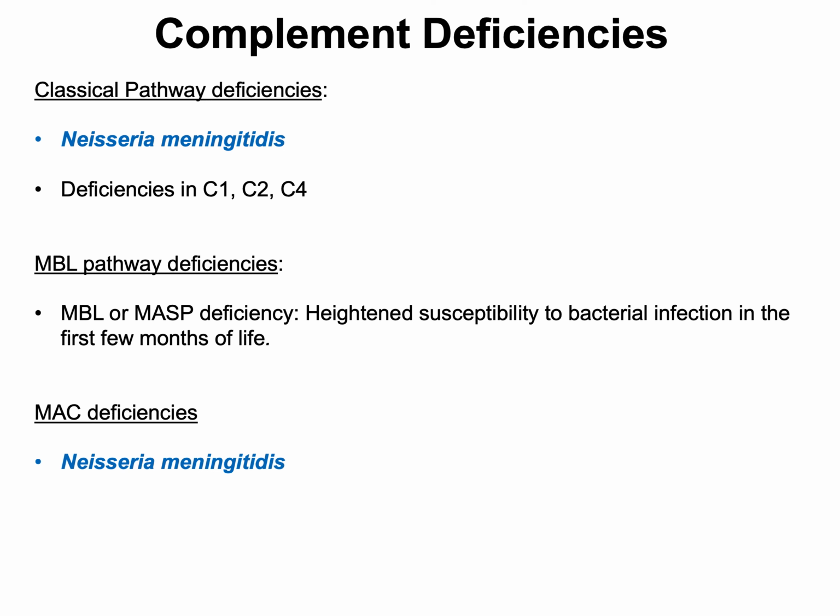There are classical pathway deficiencies of complement. Again, these deficiencies are associated with susceptibility to Neisseria meningitidis. There are deficiencies within the mannose binding lectin pathway, such as MASP deficiency. These deficiencies are not nearly as severe. There may be some heightened susceptibility to bacterial infection during the first few months of life, but generally these lectin pathway deficiencies are rather modest. And lastly, there are deficiencies in the formation of membrane attack complexes, and this again leads to susceptibility to Neisseria meningitidis infection. So just reiterating the point, when you think of complement deficiencies, think of Neisseria meningitidis.